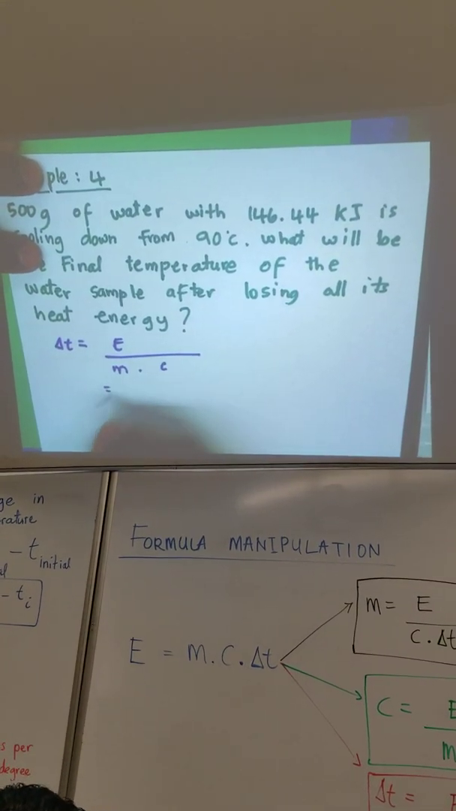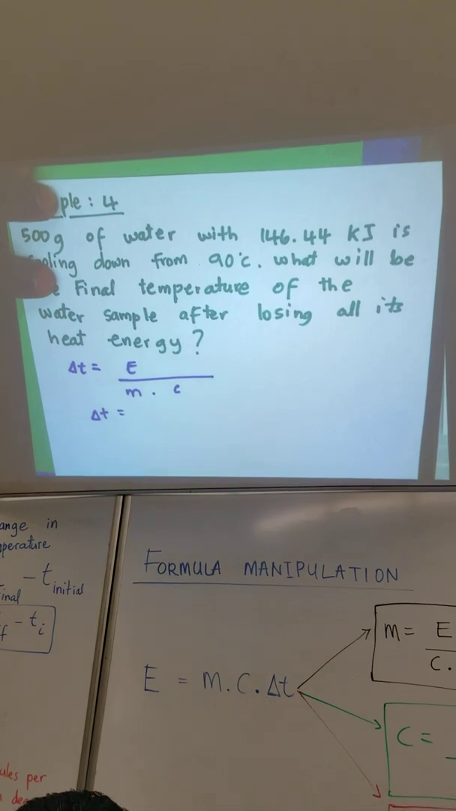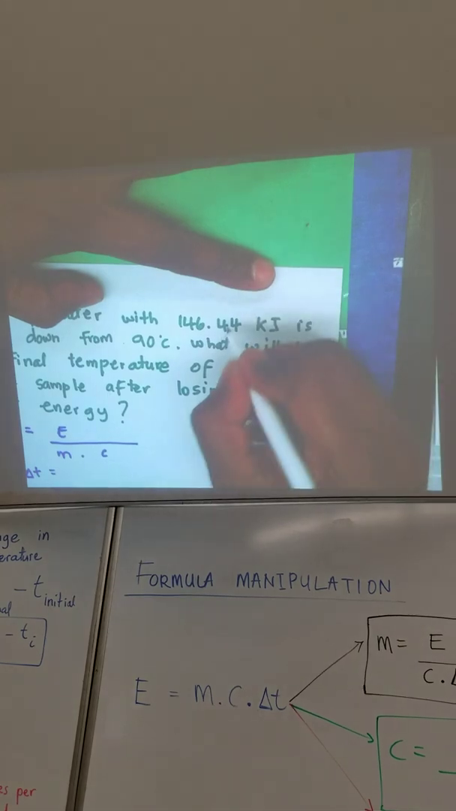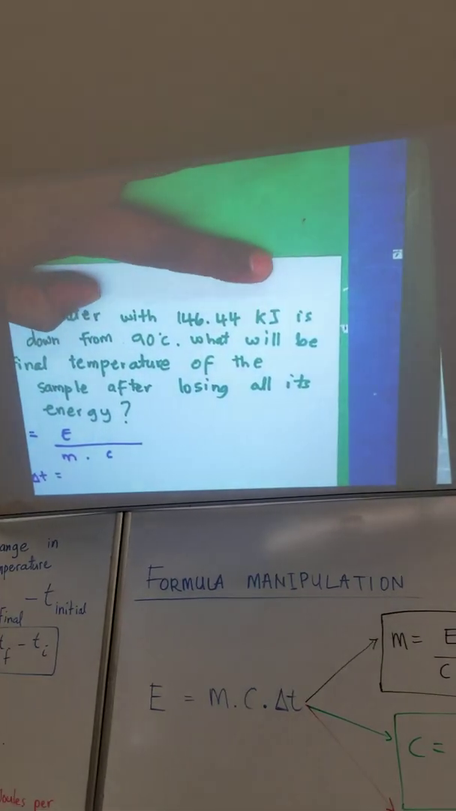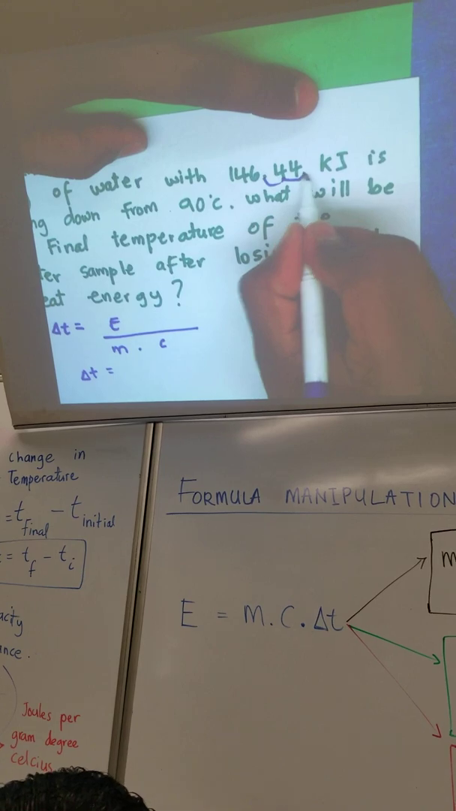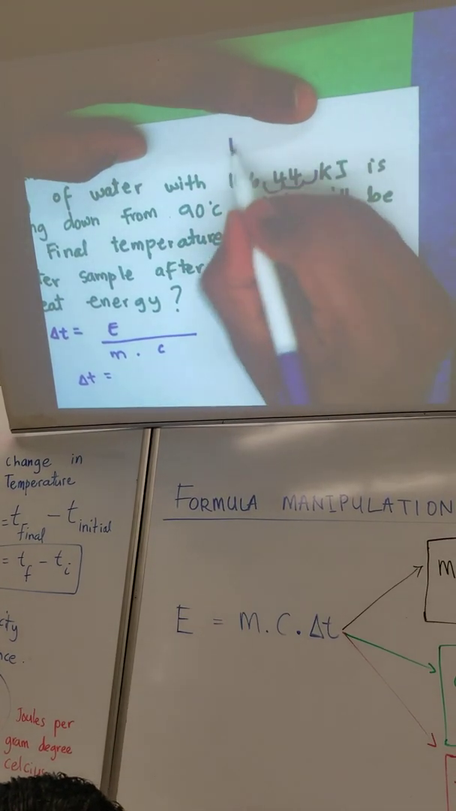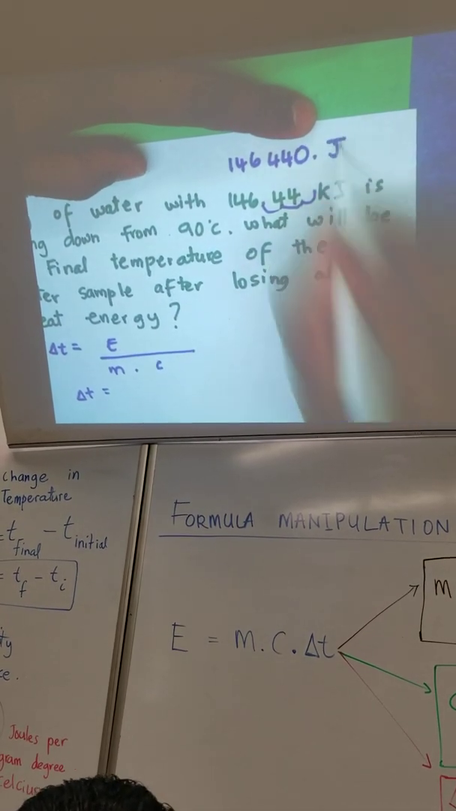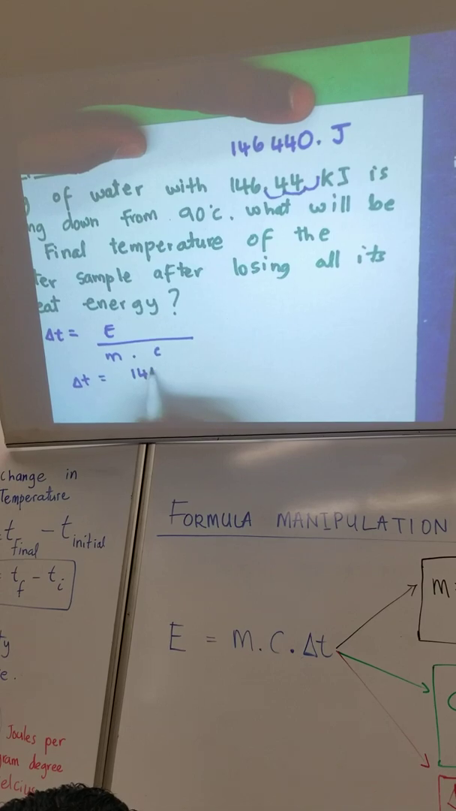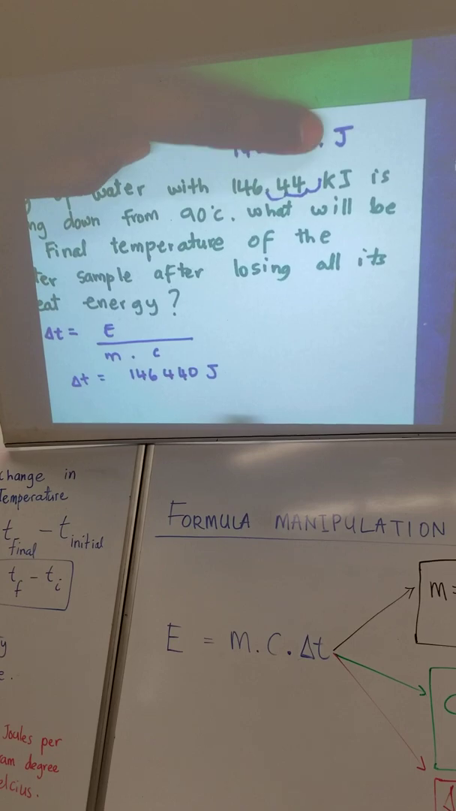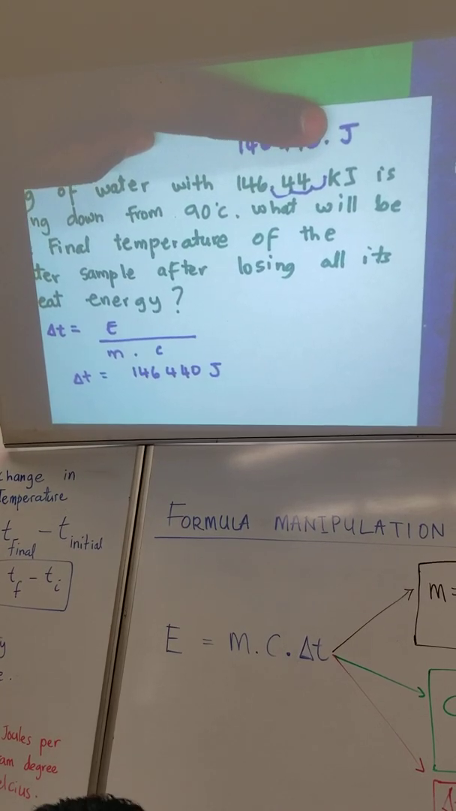So delta T, energy. The energy value again is in kilojoules. We have to convert that into joules, so multiply this by 1000. Kilojoules into joules, multiply this by 1000. We will move the decimal place 3 times to the right. 1, 2, 3. We'll add one more 0 here. So it's 146,440 joules. The reason why we're converting from kilojoules to joules is to cancel out the joule unit.